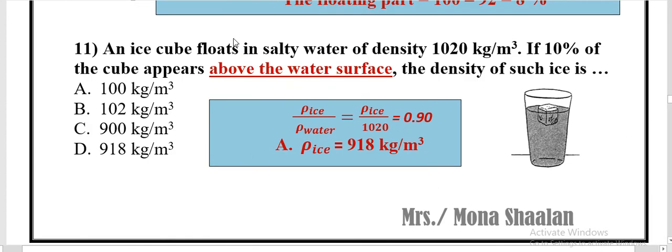The same here, an ice cube floats in salty water and 10% of the cube appears above the water surface. So the density of ice over the density of water will equal 100 minus 10, that is 90. 90% will be submerged in the water, so the density of ice will equal this value.